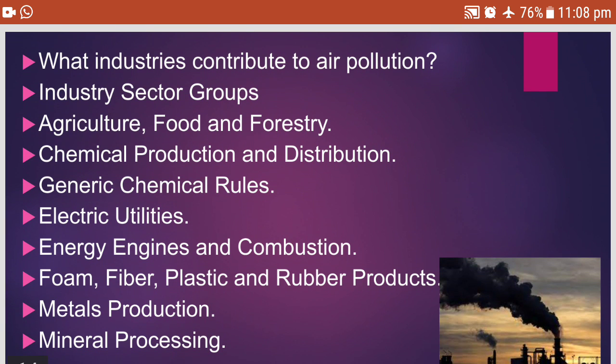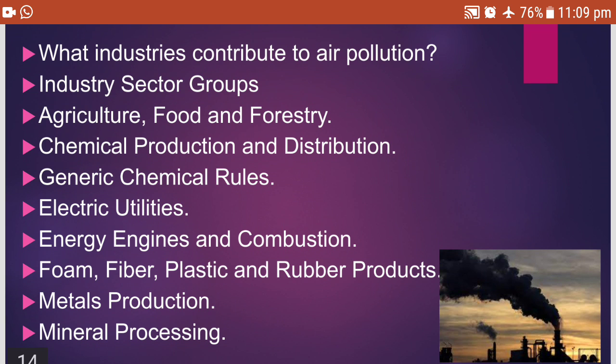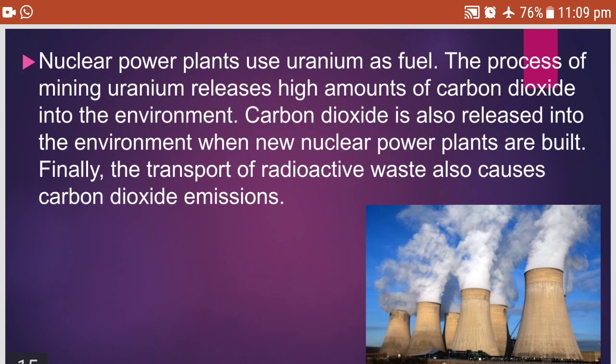Industries also have a bad impact on the environment. They also cause air pollution. The industries involved in polluting the air are agriculture, food and forestry, chemical production and distribution, electrical utilities, energy engines and combustion, foam, fiber, plastic and rubber products, metals production, and mineral processing, that is mining.